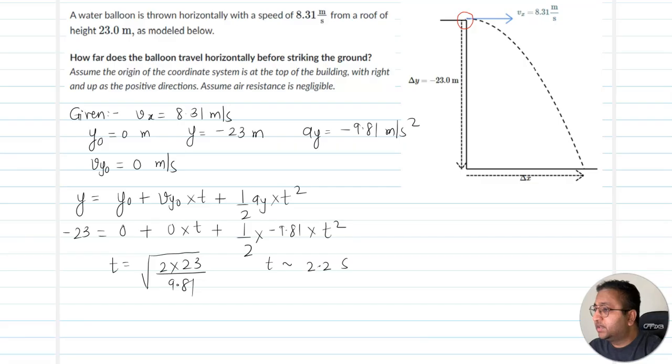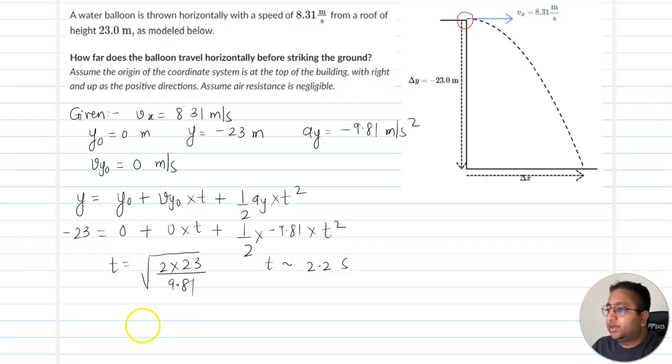Now physically what this means is when you throw a water balloon at a horizontal speed of 8.31 meter per second from a building of height 23 meters, then it will take about 2.2 seconds for the water balloon to reach the ground surface. Now, when it reaches the ground surface, what will be the horizontal distance of the water balloon from the building?